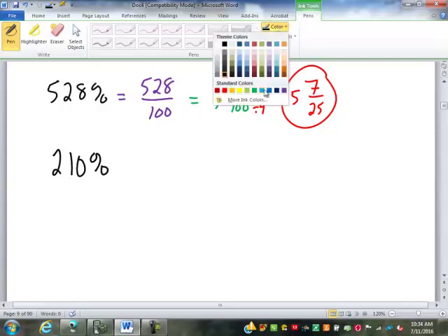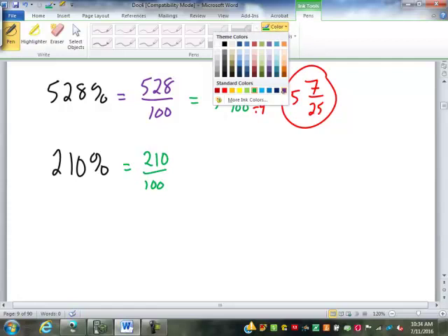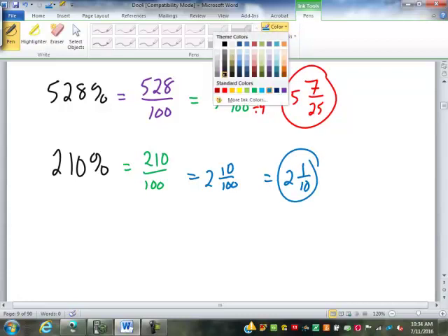So 210% is 210 over 100. Taking out the 100 twice with 10 left over, so 2 and 10 100ths. Dividing by 10 is 2 and 1/10. Not so bad?